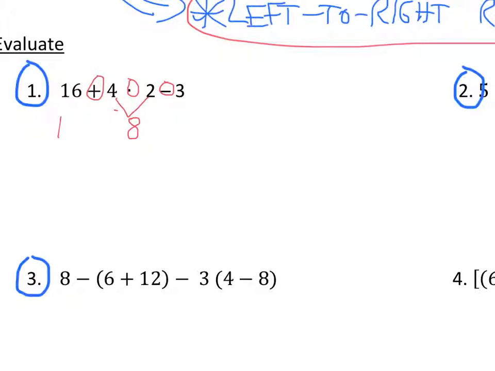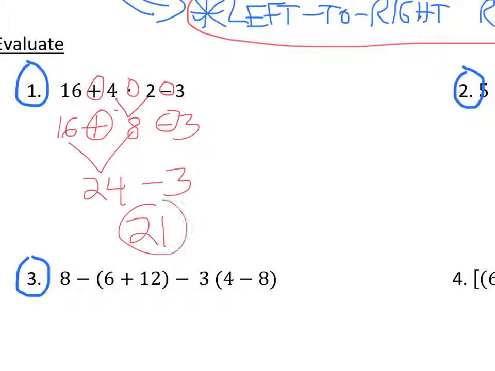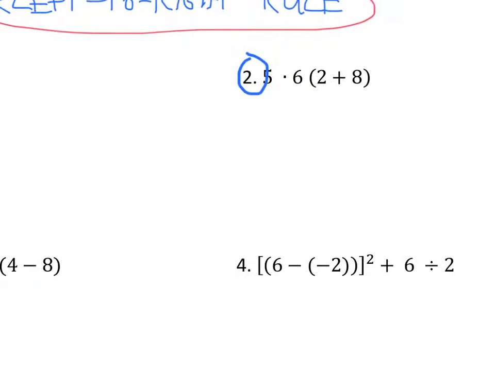Then I'm just going to bring down the 16, the plus, and the minus 3. Now I have plus and I have minus. This is what I was talking about, the left to right rule. If you have addition and subtraction, then you just work left to right. So 16 plus 8 is 24. I still bring down the minus 3. And then 24 minus 3 is 21. And that's the answer. So we started out with 3 operations, addition, multiplication, subtraction. Just follow PEMDAS.